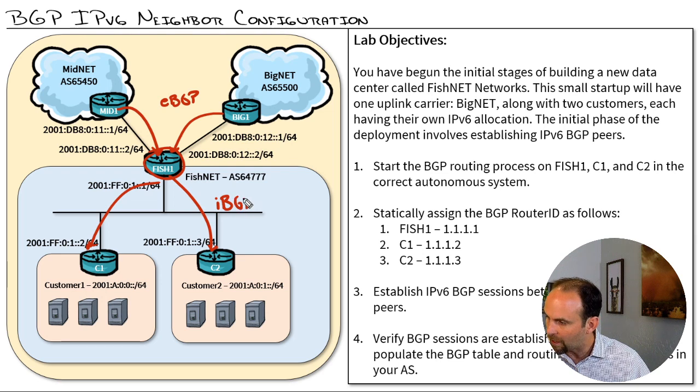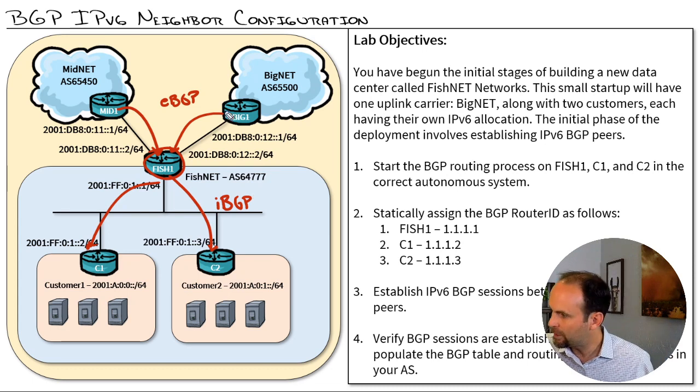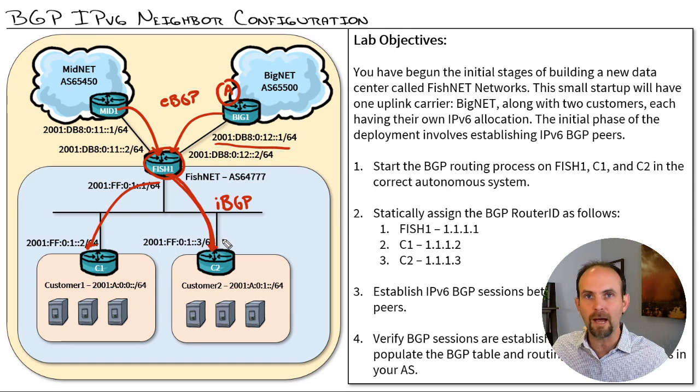And the rule of iBGP is you never, ever, ever change BGP attributes, including the next hop address. So when you're advertising the network, let's just say it's network A, when it's advertised from Big 1, it has its next hop address, right? So when that's then advertised from the Fish1 router to the customer router, that next hop doesn't change. And therein lies the problem.